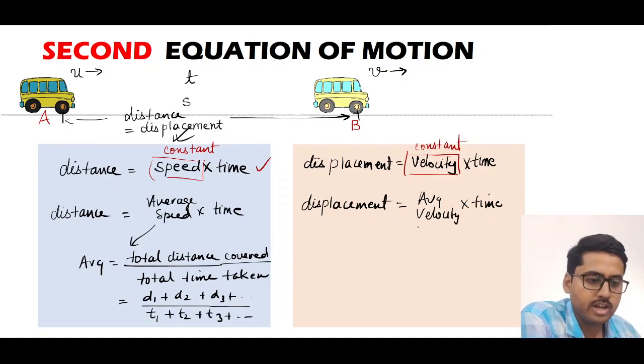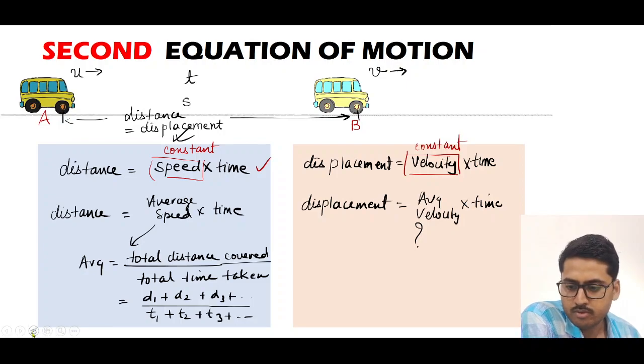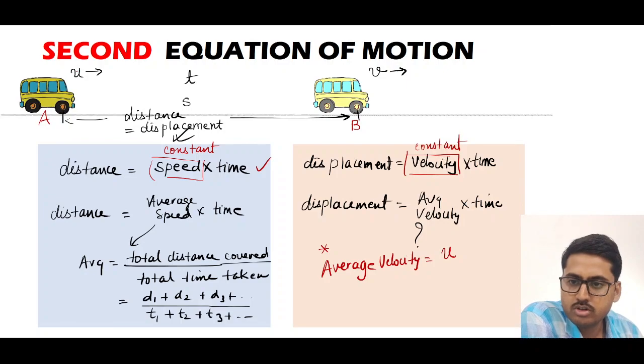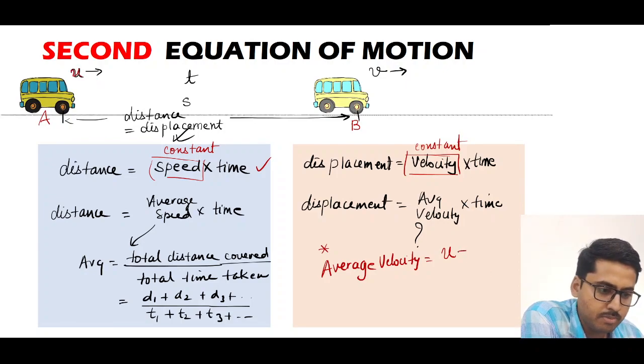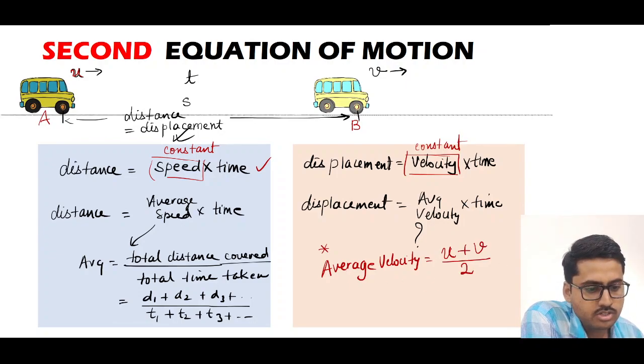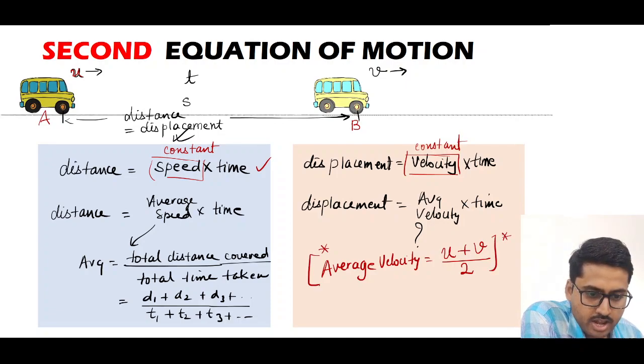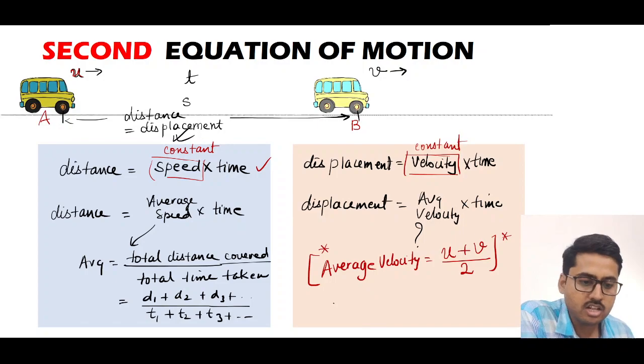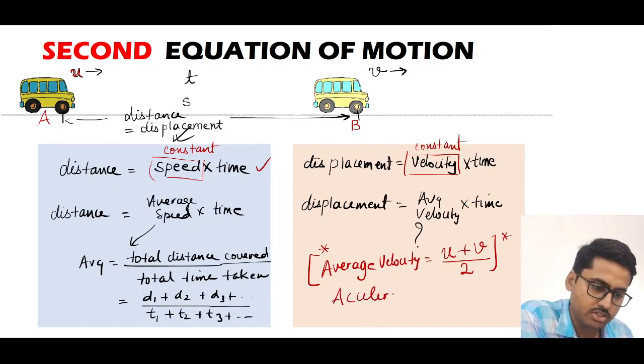Now, what is the formula for average velocity? The formula for average velocity is: average velocity equals initial velocity u plus final velocity v, divided by 2. This formula is correct and applicable, but not in all situations. It is correct when the acceleration is uniform.